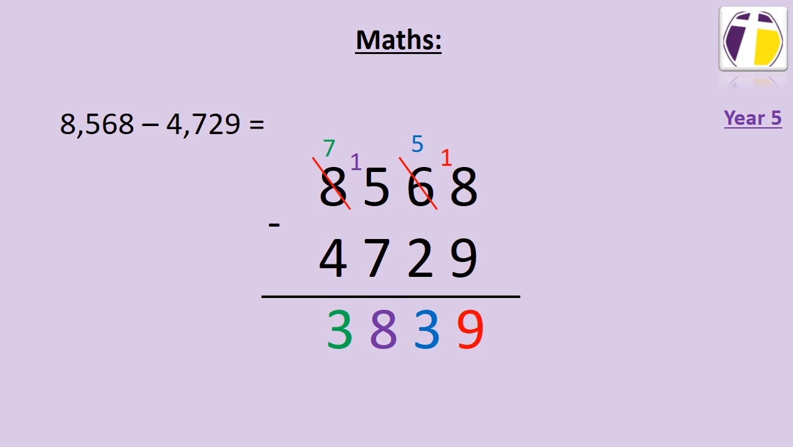Finally, in my thousands column, I have 7,000 take away 4,000, which is 3,000. My final answer is 3,839.